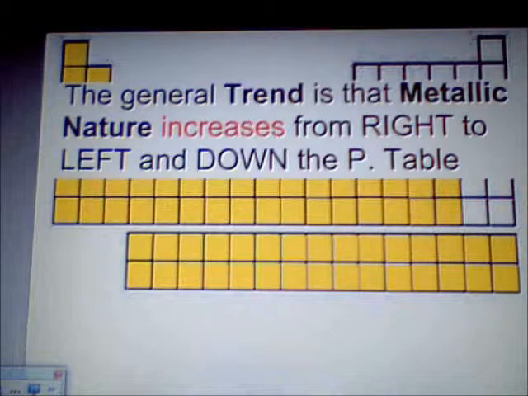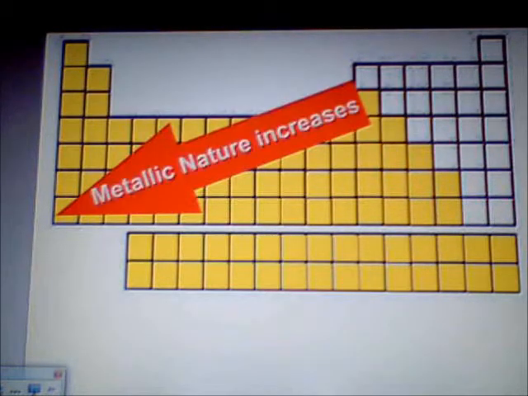The general trend is that metallic nature increases when you go from right to left and then down the periodic table. So it looks something like this. Metallic nature increases as you go down and to the right of the periodic table.